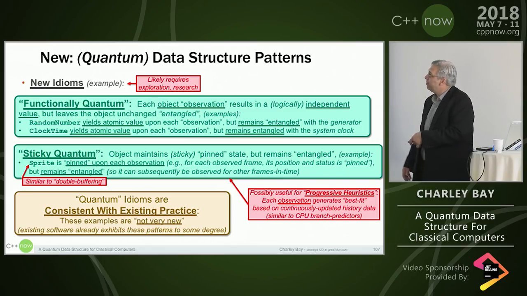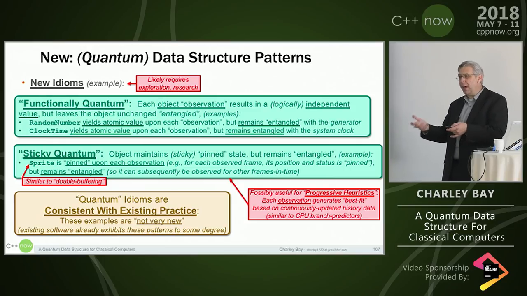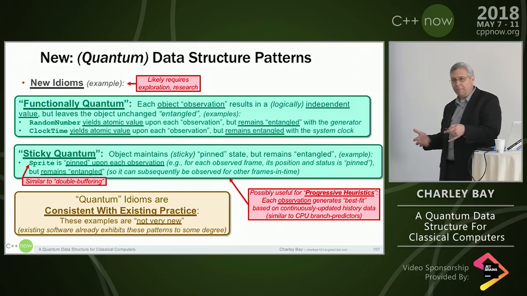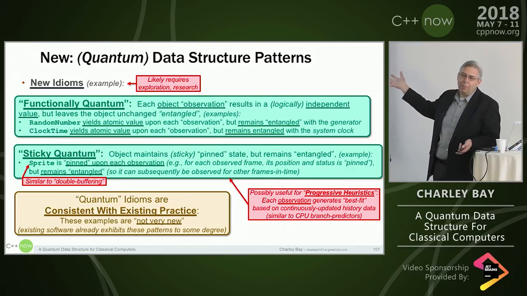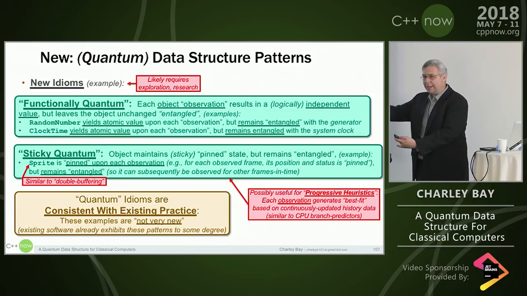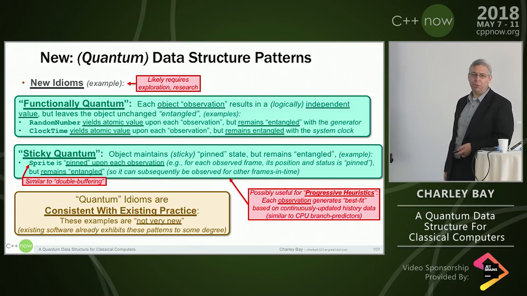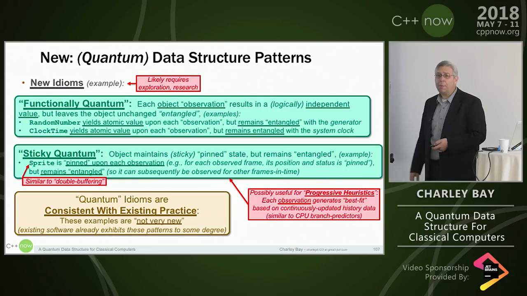Functionally quantum, maybe every observation of the system clock might yield me a unique value, but I still want it marching forward. Every observation of the random number generator might yield me a unique value, but I want to march forward. And, you know, we kind of have that now. Sort of this sticky quantum, really that's like double buffering or triple buffering, where I kind of want to pin a value, but I still want it to be entangled with all the other things to update the sprite motion on the screen. So this is what we're doing now. These aren't really very new things. This is not surprising. It's consistent with existing practice, and it might be useful.